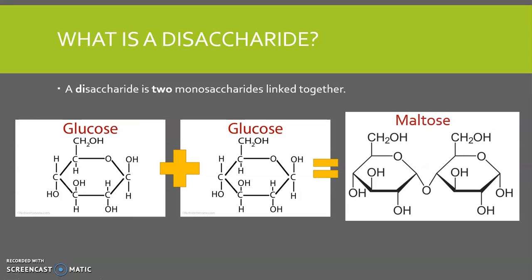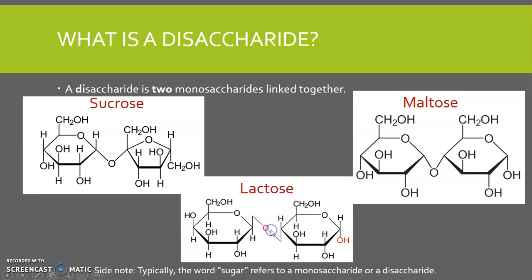So our next type of carbohydrate is a disaccharide. The prefix di means two. So a disaccharide is two monosaccharides linked together. So here we see glucose and glucose, and they link together to make maltose. And you see maltose has two rings in it, two rings with 6 points each. That makes it a disaccharide.